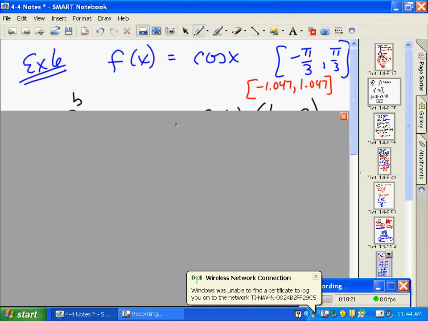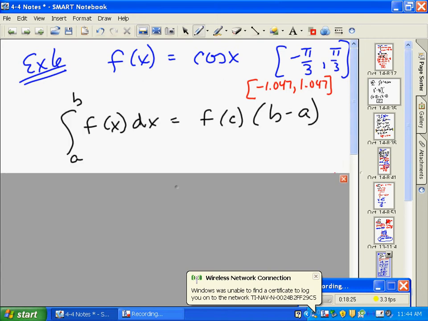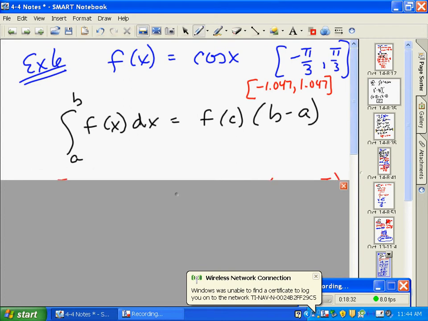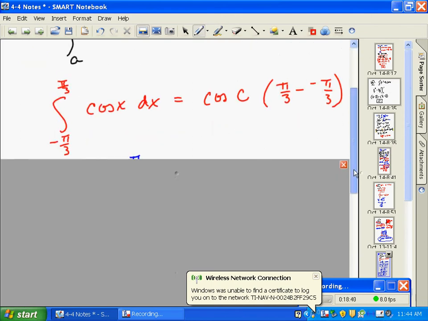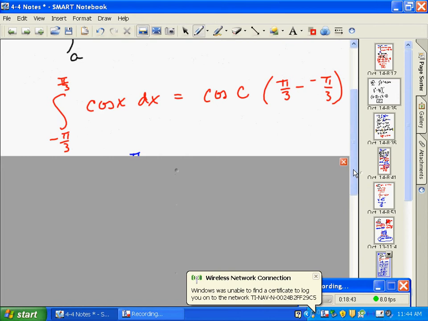Okay, so what I'm looking at first of all is my mean value theorem for integrals, and that's what I'm trying to find. That's just restating the formula. Now let's make it apply to this problem. So what I have in red here is the integral from negative pi over 3 to pi over 3 of cosine of x dx, and that's the f of x equation that they gave us. And I know that that's going to be equal to cosine of c, that's my f of c, times the quantity b minus a, my pi over 3 minus negative pi over 3. So just setting that up and plugging it straight into my mean value theorem formula.